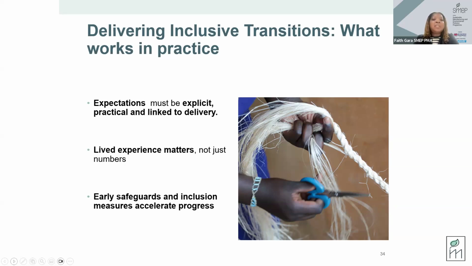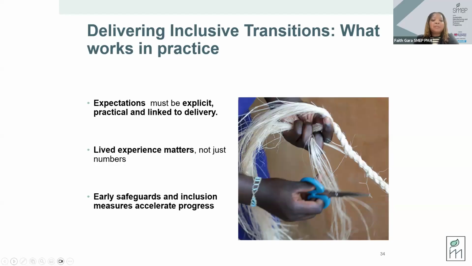Another learning was the importance of pairing quantitative data with lived experience. Gender disaggregated headcounts matter, but they do not capture whether women and youth are safe, fairly paid, able to progress, or meaningfully involved in decision-making. This was particularly evident in platforms like Reverse Resources, where engaging informal workers was essential to understand how digital innovation interacted with existing practices and where exclusion risks could emerge.